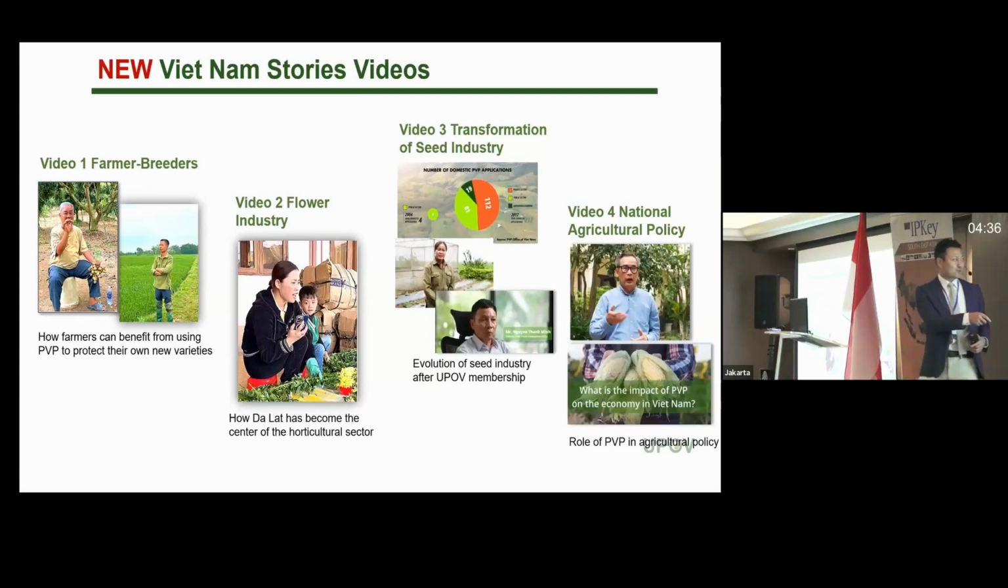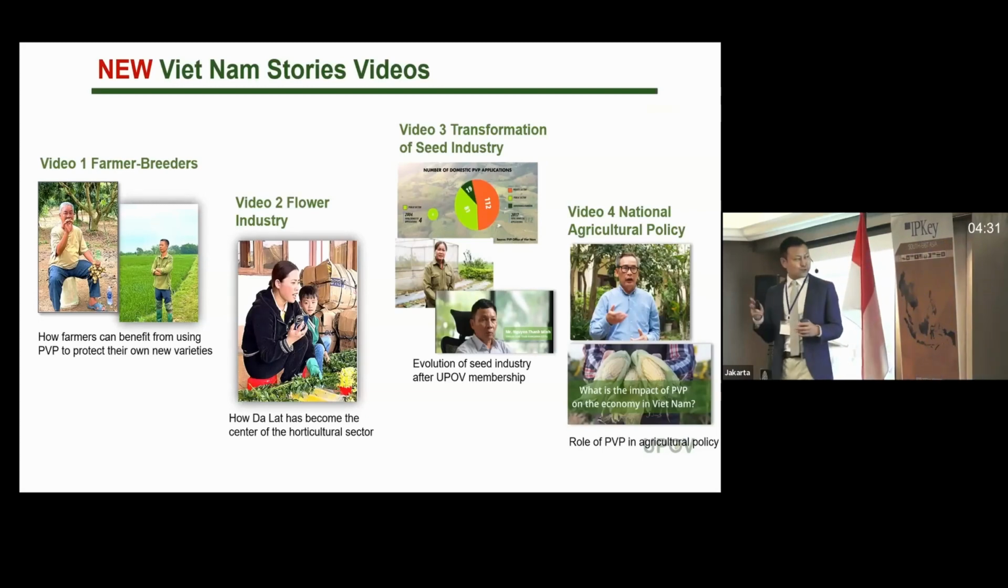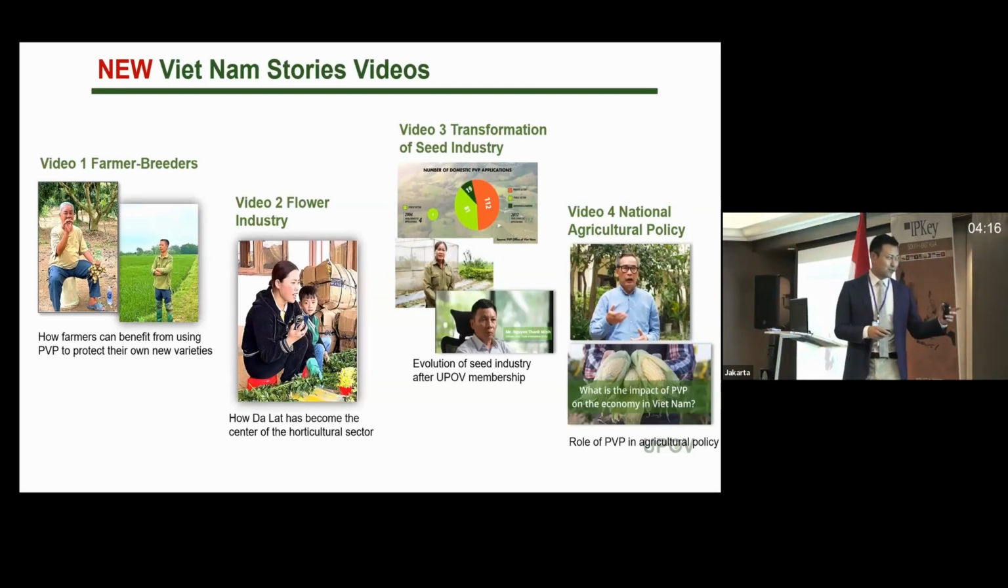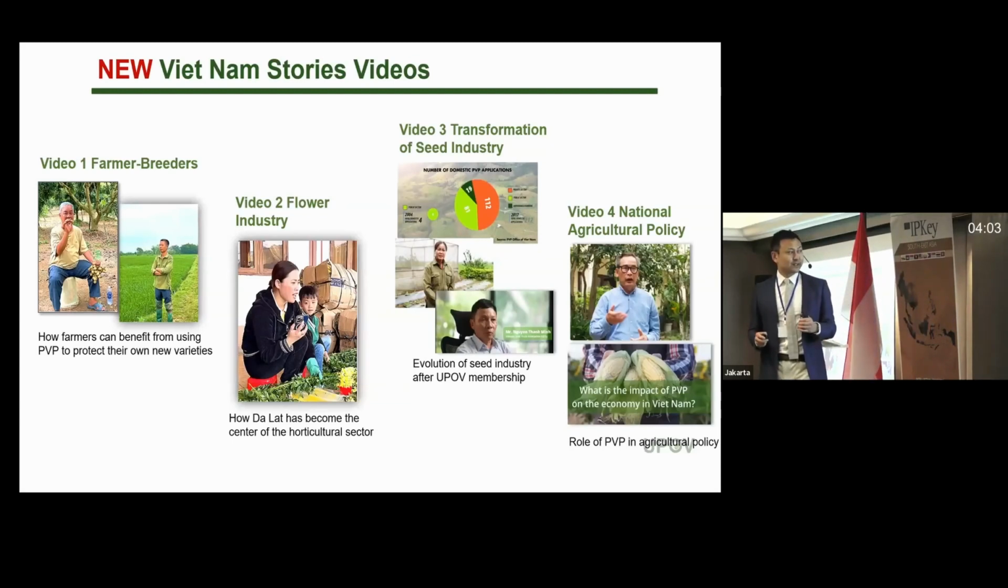The very interesting one is the farmer breeders. In Vietnam, there are two examples we found where the farmer became a breeder and made use of the PBR system and got money. So not only farmers, but they became breeders and protected the variety. And then there are other stories, such as the cut flower industry in Dalat, where farmers get access to new plant varieties and get income, and also a transformation in the industry as a whole.